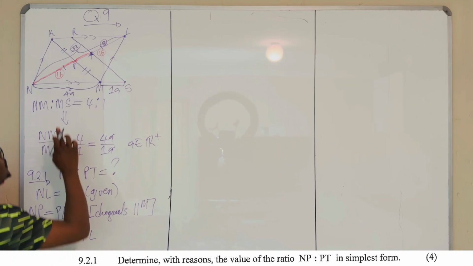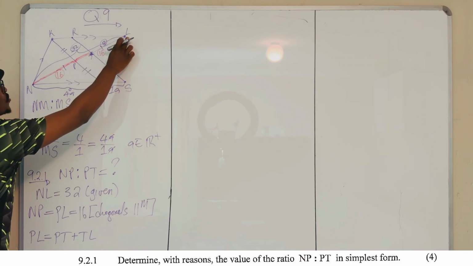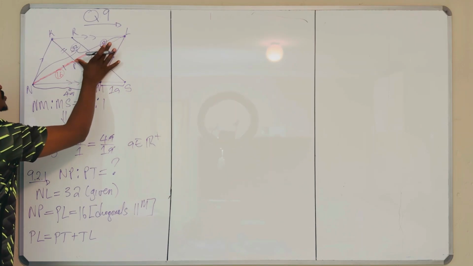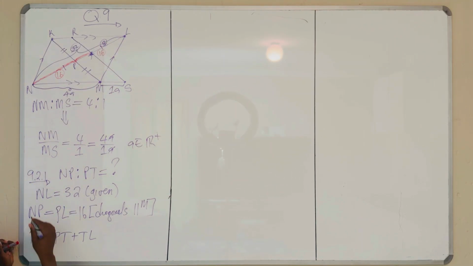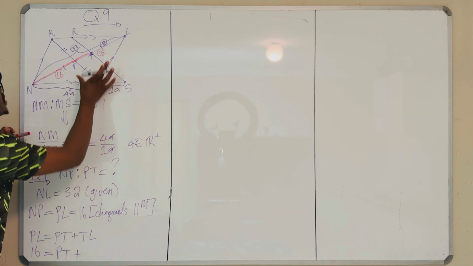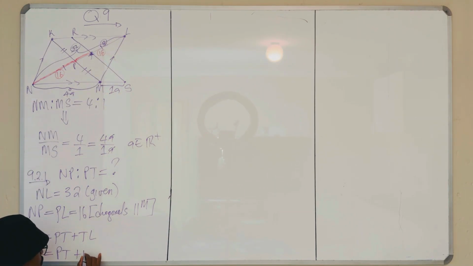You know, because it's from the center to the vertex of this parallelogram, it's called 16 units. We're not given it, but we found it out up here, right? So we have 16 here equal to PT, which is what we're interested in, because you want the ratio of the length of NP to that of PT, plus TL. The length of TL you're given to be 12. So if you solve for PT, it is 16 minus 12, which is about 4 units.